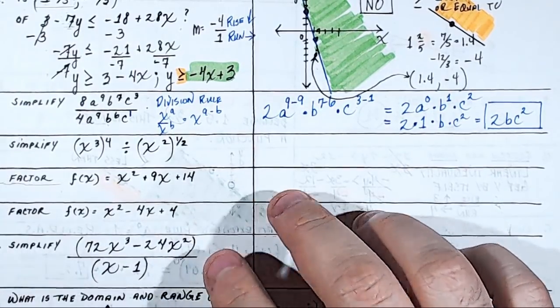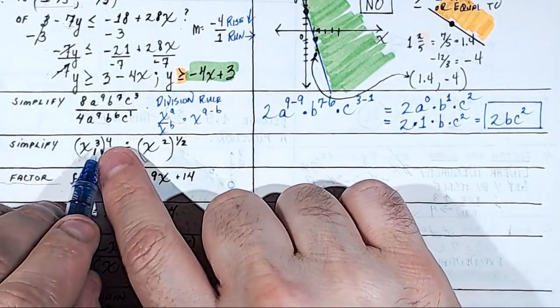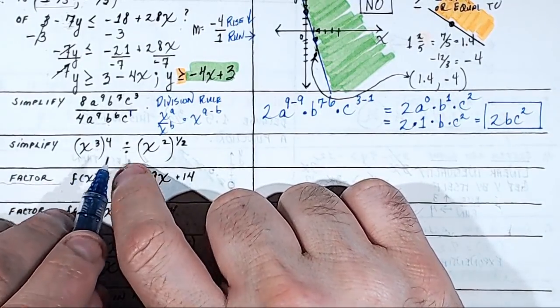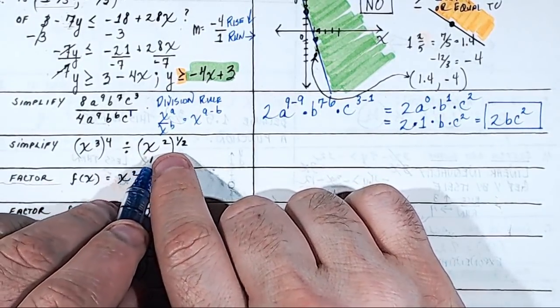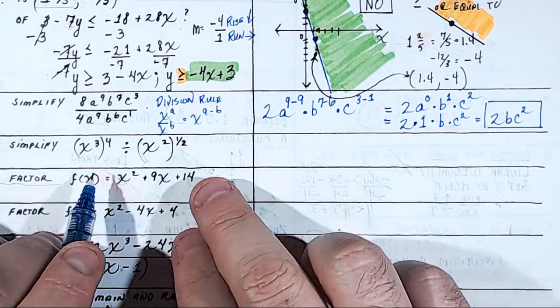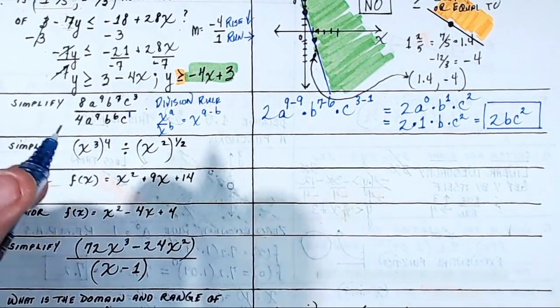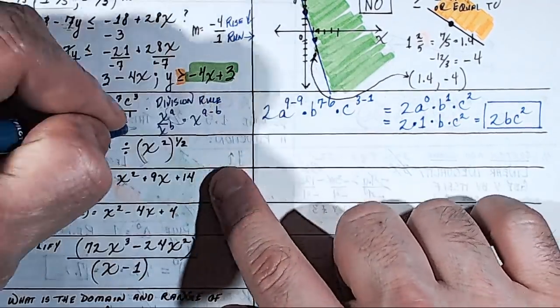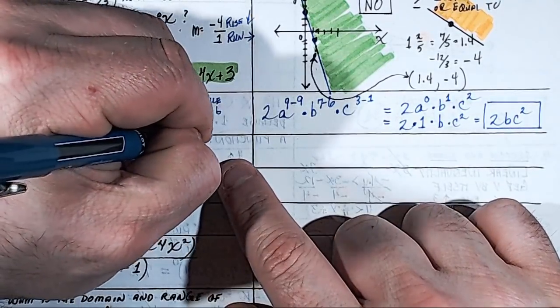Number 13, x to the 3 raised to the 4th power divided by x squared raised to the 1/2 power. Now this is a new rule. This is not the division rule. It's not the zero exponent rule. It is the power rule. We'll review the power rule here. So the power rule.